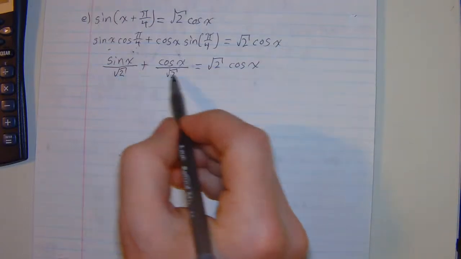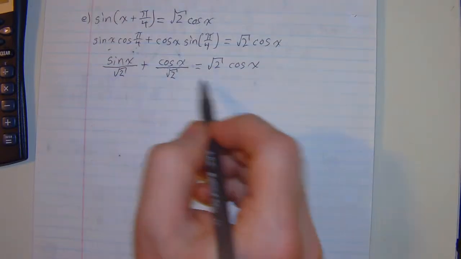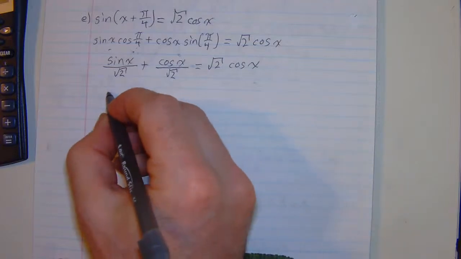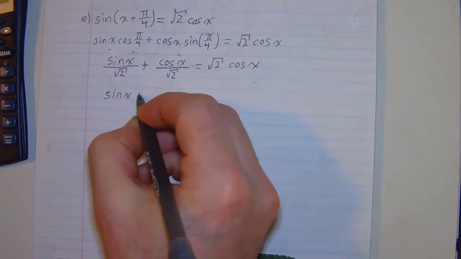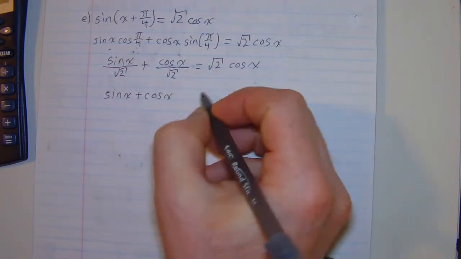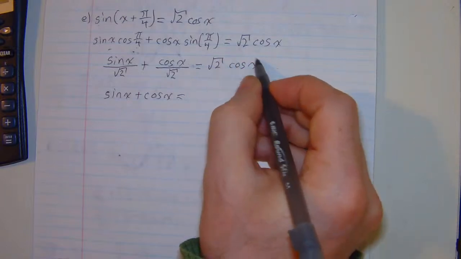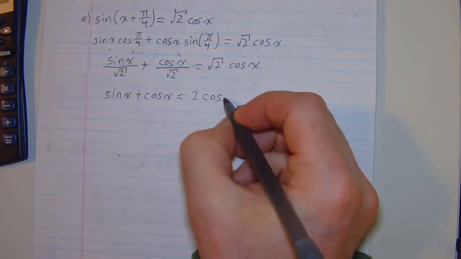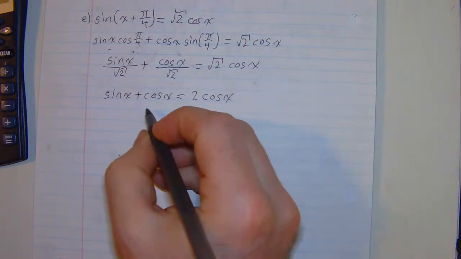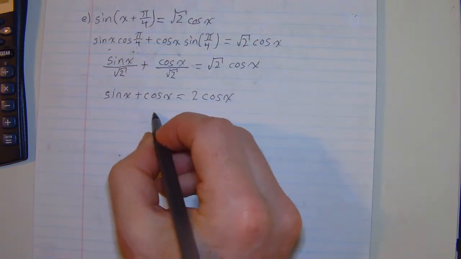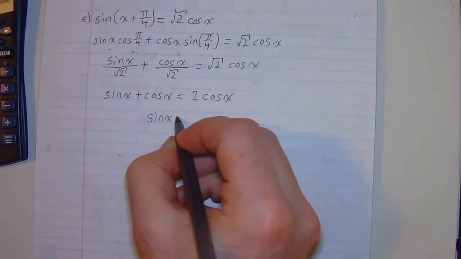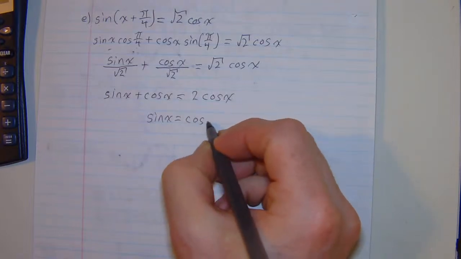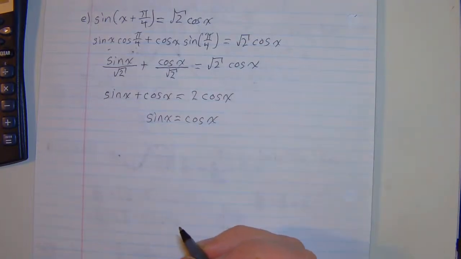And then we go, okay, I don't want to deal with fractions, so I'm just going to multiply through by root 2 to make them go away. So I'll end up with sine x plus cosine x equals, and if this side gets multiplied by root 2, root 2 times root 2 is 2 cosine x. And then I can subtract a cosine x from both sides, and I will get sine x equals cosine x.